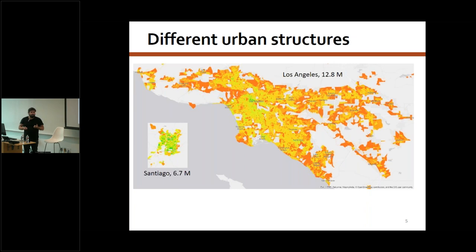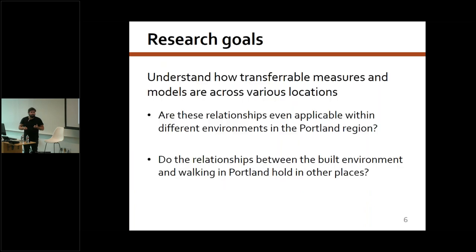So the idea is to differentiate those urban structures. What are the research goals? We want to understand how our measures and our models differ in different locations and between cities. The first question: are these relationships even applicable within the different environments in the Portland region? Would you say that the whole Portland region is just one number or one linear model? And the second is whether the relationship in Portland holds in other places.